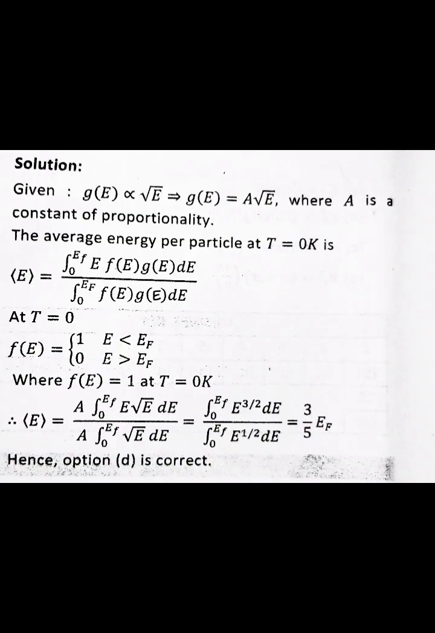Cancelling A on the numerator and denominator, we can write this is equal to integral over 0 to EF E raised to 3 by 2 dE divided by integral over 0 to EF E raised to 1 by 2 dE, and this is equal to 3 by 5 EF. So the answer is option D.